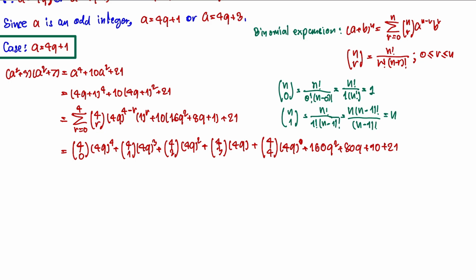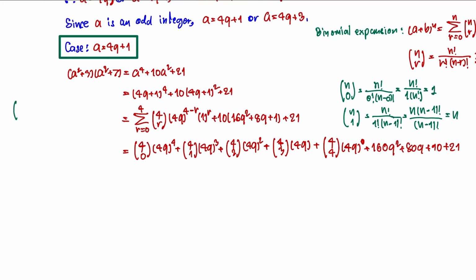Okay, for the next term, n choose 2. What is n choose 2? N choose 2 is 4 factorial over 2 factorial times 4 minus 2 factorial. So you're going to have 4 factorial over 2 factorial times 2 factorial. So the numerator becomes 24 over 4, which is 6. And 4 choose 3, I forgot to give you this.